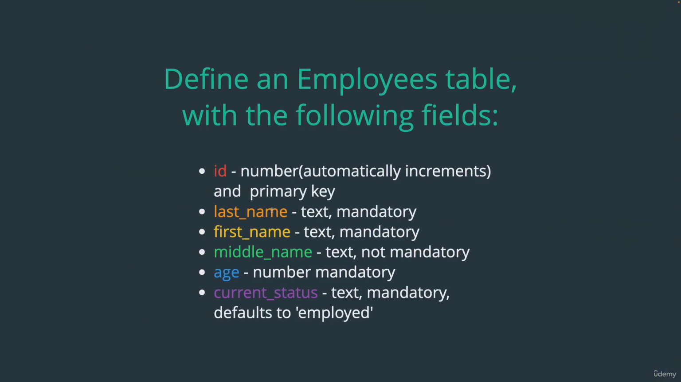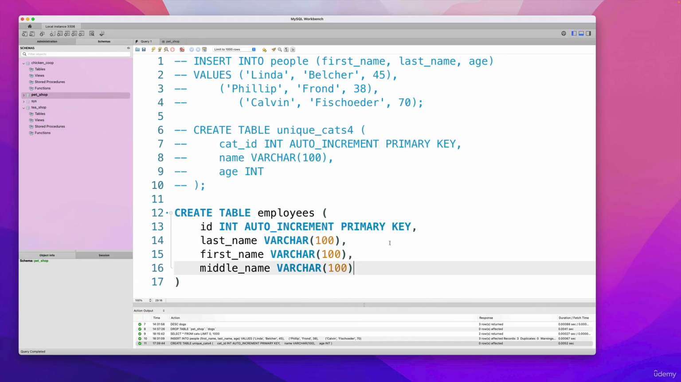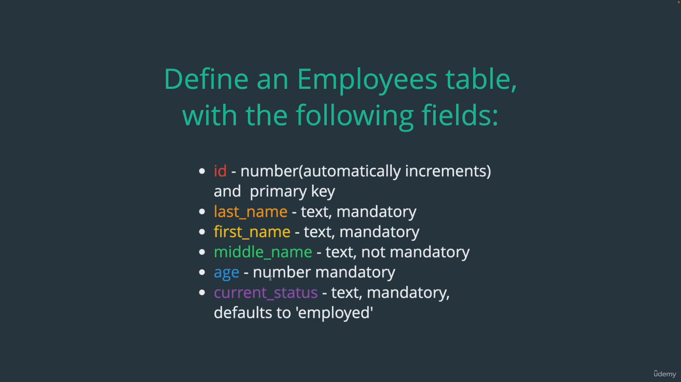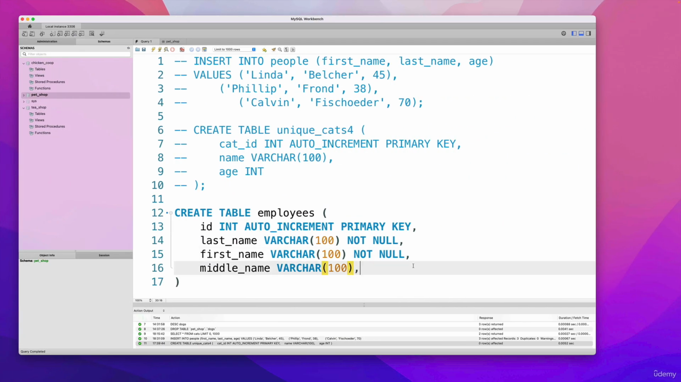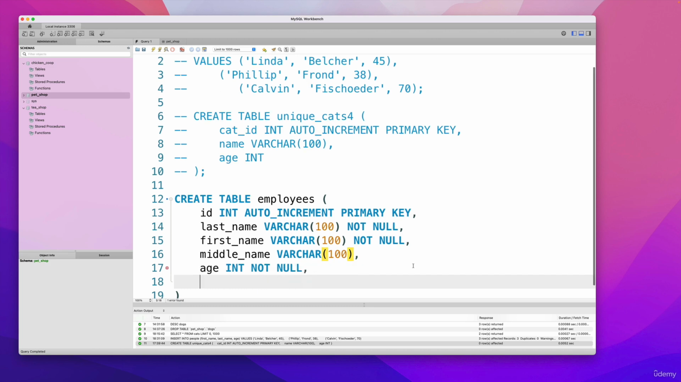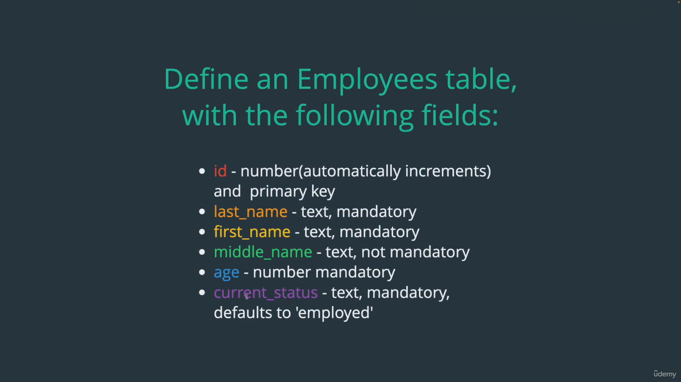But then we know that last name and first name are required, so we'll put in not null. Same thing here, not null. And then we have age, which is a required number. So age is an int, and it's also not null. And then finally, we have current status.